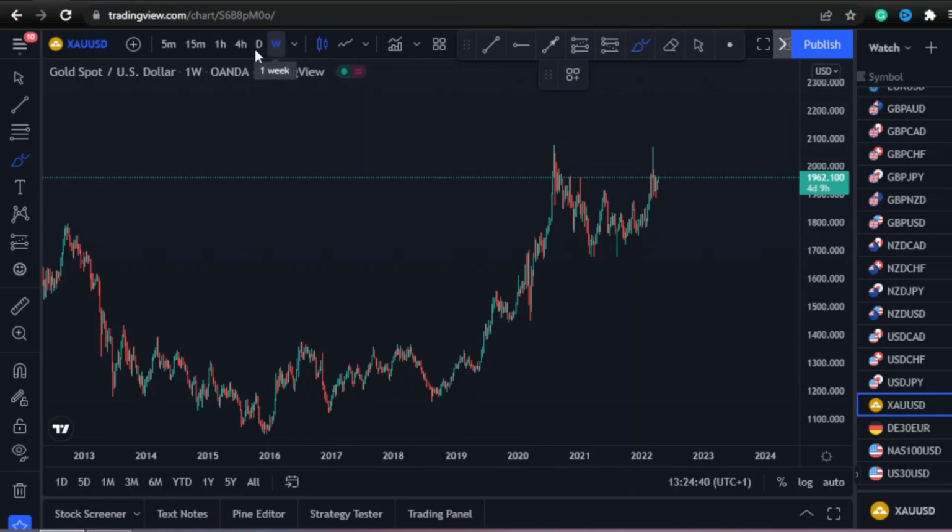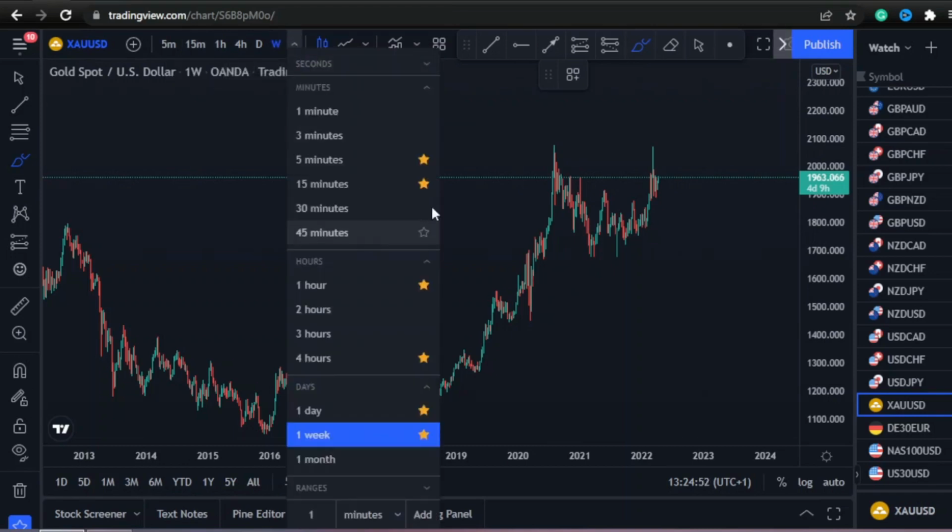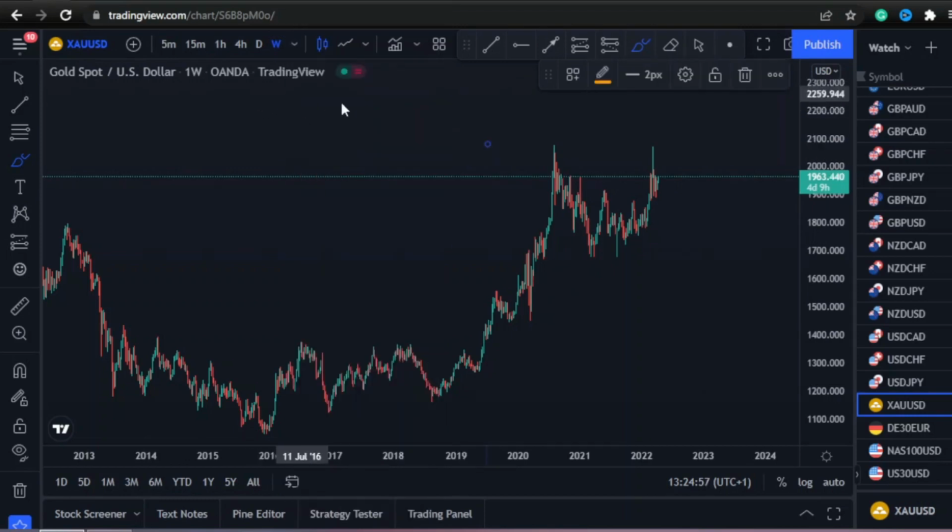So I start from the weekly time frame and daily time frame to get the overall direction of the market. Then I go to the daily time frame, look down to the 1 hour, and then I take my trades on the 15 minutes. Let me even remove this 5 minutes. Sometimes I go there to check things, but most of the time I take my trades on the 15 minutes time frame.